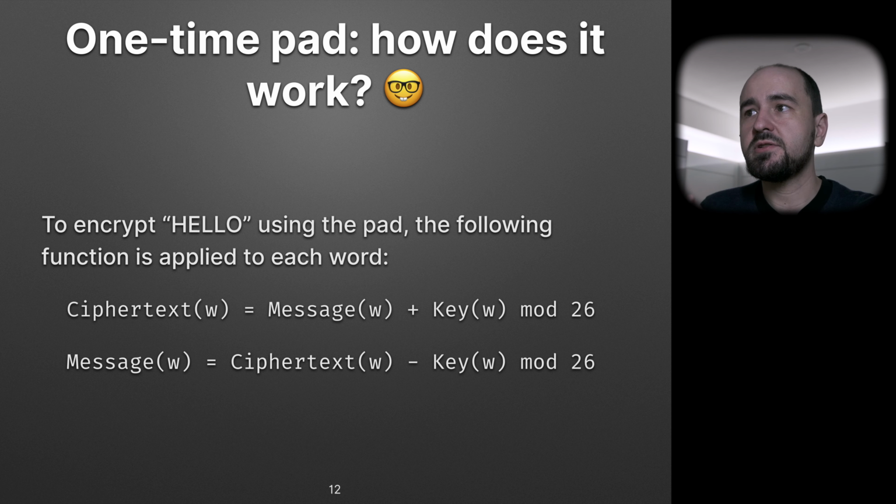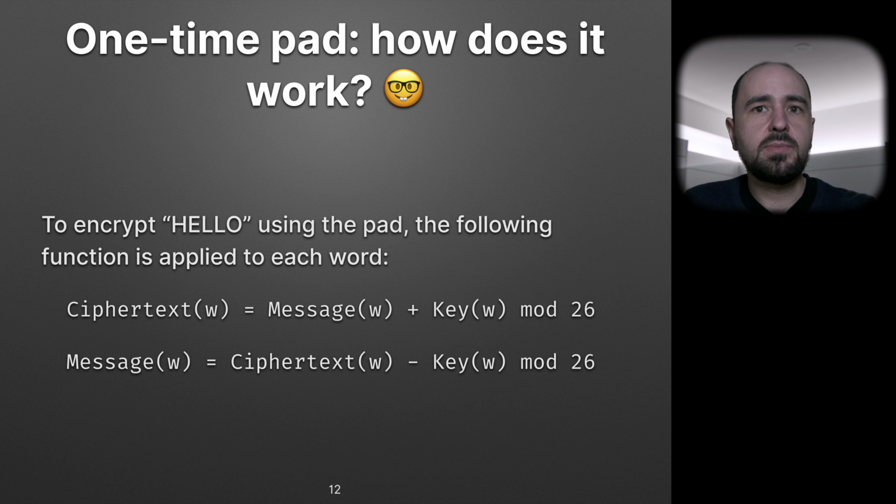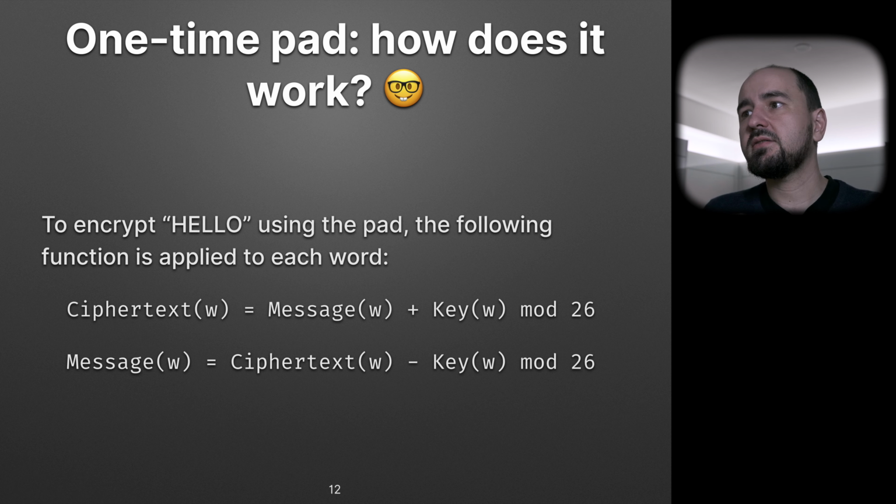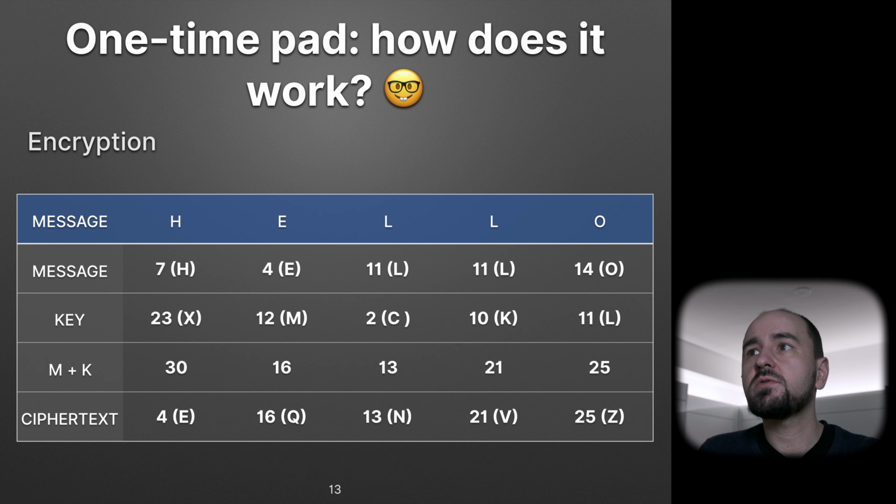So to generate the ciphertext for each letter, you take the message letter, like 1, 2, 3, 4, 5, add the key, and then mod that with 26. There's only 26 possible characters, so if you go over, you basically wrap it around. To decode, you basically do the reverse of that. Pretty straightforward. You take the ciphertext, subtract the key, again, mod 26.